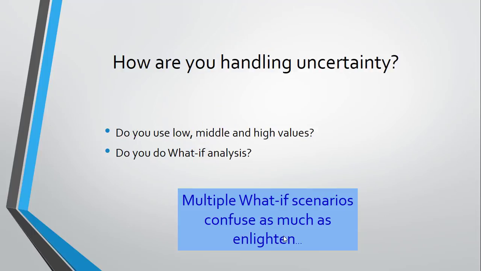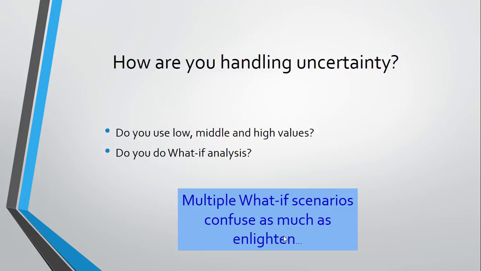How are you handling uncertainties? There are a lot of things that you need to decide before using the system. Do you use low, middle, or high values? Or do you do what-if analysis? You have multiple what-if scenarios that could confuse as much as enlighten. So it could get really messy and complicated.